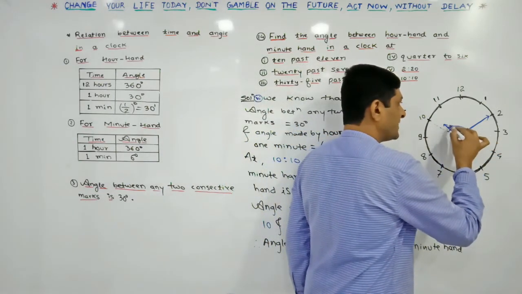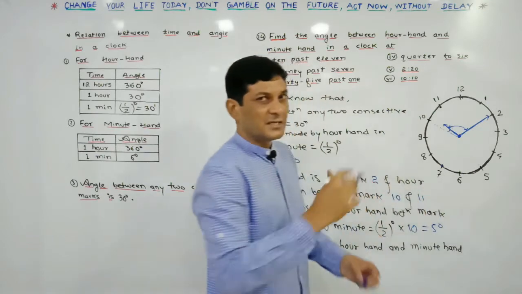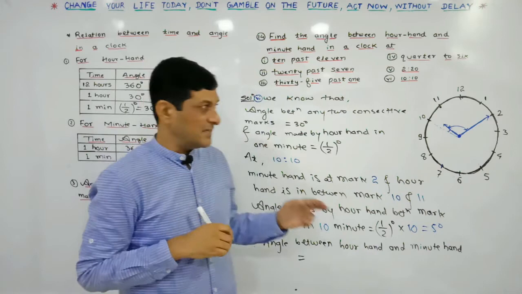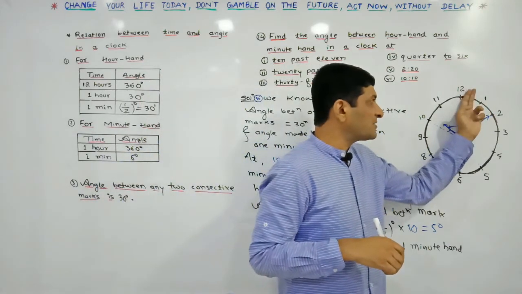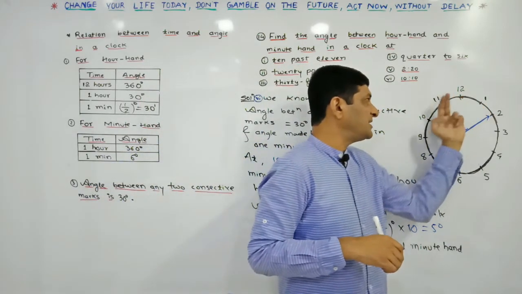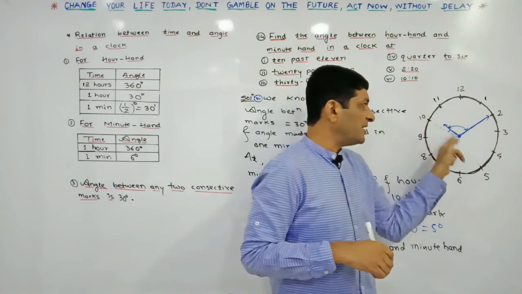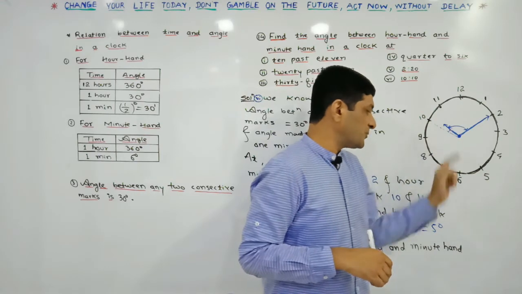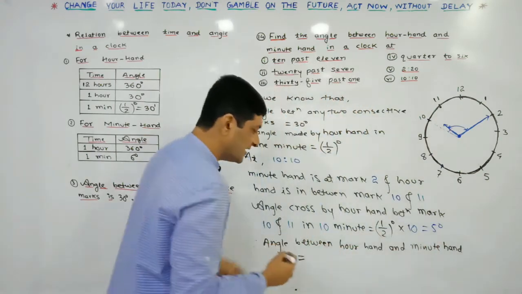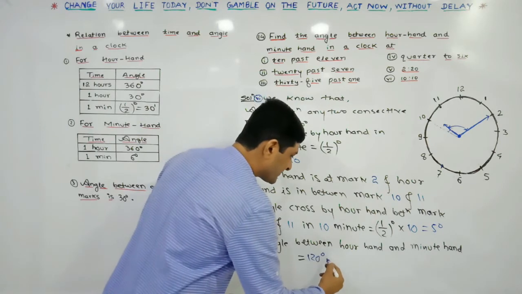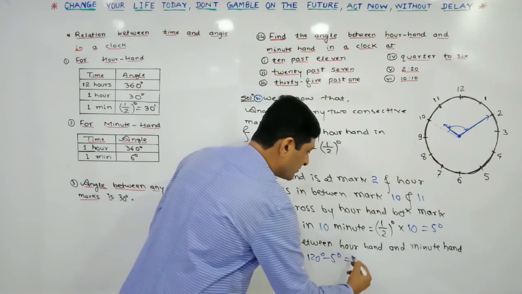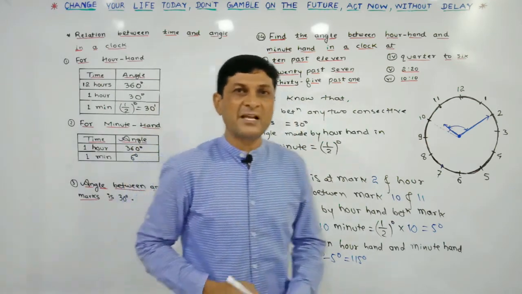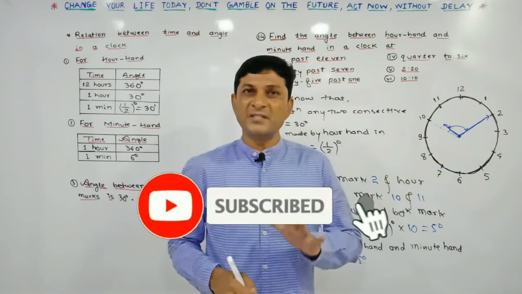So this complete angle, using the result that the angle between any two consecutive marks is 30 degrees. Here this angle is 30 plus 30 is 60, 60 plus 30 is 90, 90 plus 30 is 120. This complete angle is 120. From this 120 degrees, we are subtracting this much part, which is equal to 5 degrees. So 120 degrees minus 5 degrees will be equal to 115 degrees. In this way, we have completed the last example, example number 14 from this exercise.